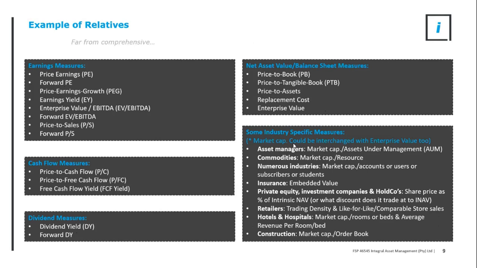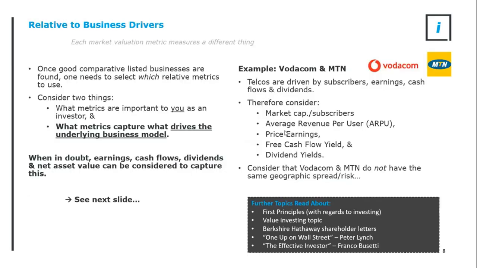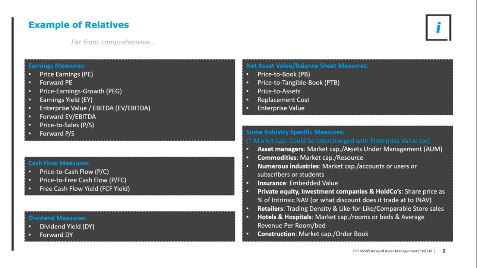And then because different things drive different models, you'll see that I included market cap to subscriber and average revenue per user here, which are not common metrics, but they're industry specific metrics because they drive underlying business models. So consider the industry you're looking at. In asset management, one can build a market cap to assets under management. In commodities, you can say market cap to resources, because in numerous industries, you can do a market cap to accounts or users, subscribers, students, if it's a school or university or tertiary.